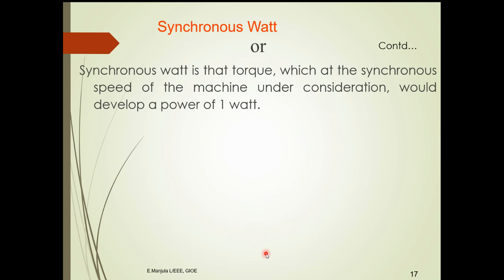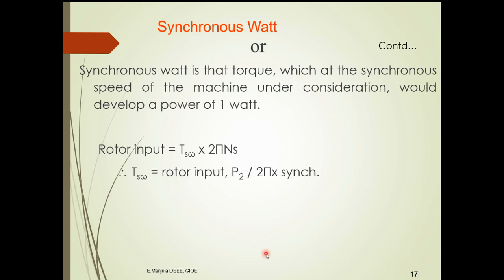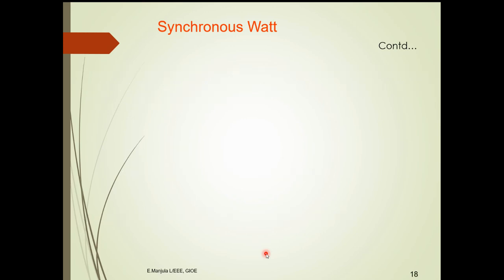Synchronous watt is that torque which, at the synchronous speed of the machine under consideration, would develop a power of 1 watt. So, rotor input is equal to torque into 2 pi Ns. The torque is equal to rotor input divided by 2 pi Ns. Speed is equal to 1 by omega s, Ns by N, into Tg, which is equal to 1 by omega s into Ns by N into T.